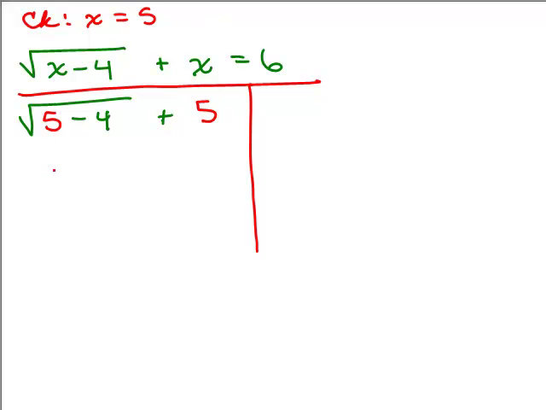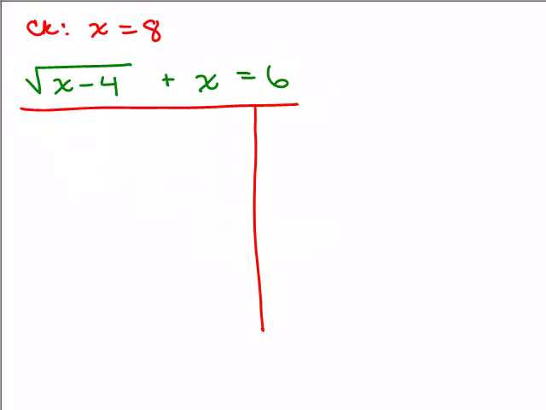On the left-hand side, we have the square root of 1 plus 5. Square root of 1 is 1. 1 plus 5 is 6. And on the other side, it's 6. So yes, that checked. So now let's go ahead and check the next solution, which is 8. So we'll plug in 8 for x.